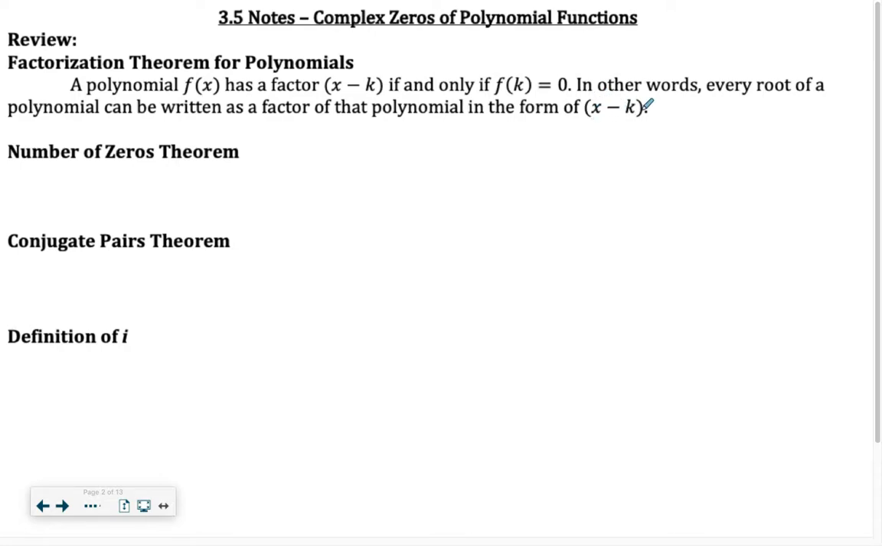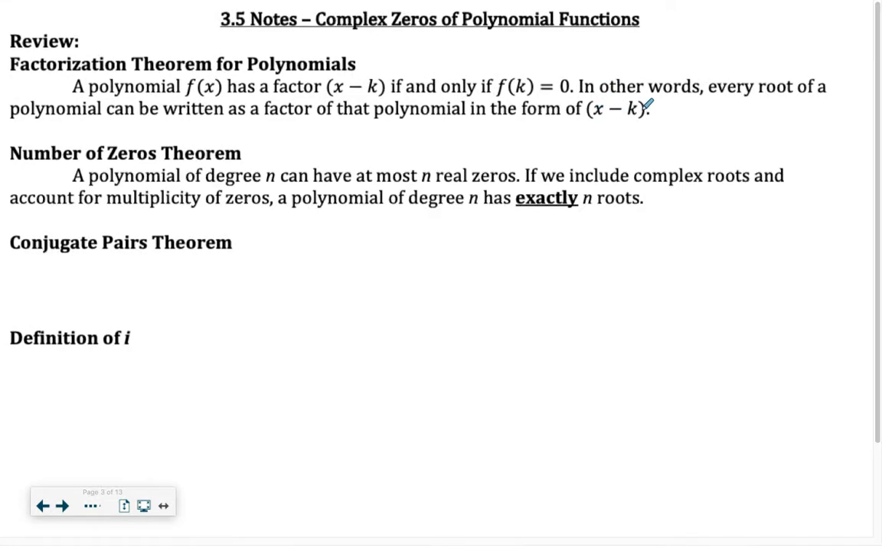x minus that root. The number of zeros theorem that we looked at before said a polynomial of degree n can have at most n real zeros. So a fifth degree polynomial could have at most 5 real zeros.